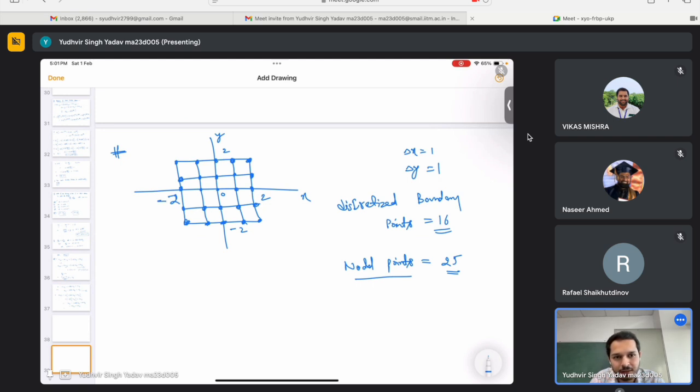Is it fine? Yes, both. The total number of points. Yes, we can have a big domain or the step size can be smaller.